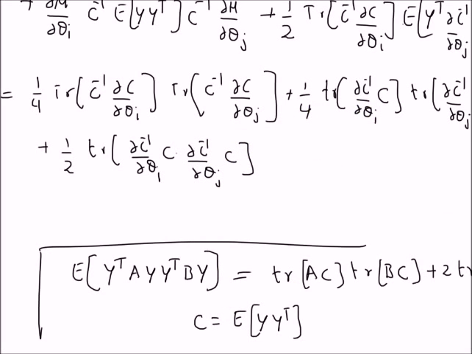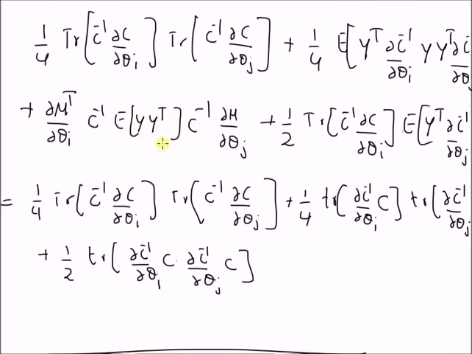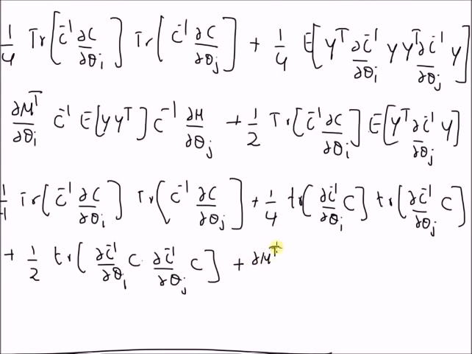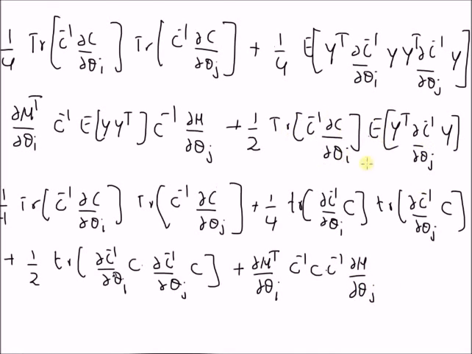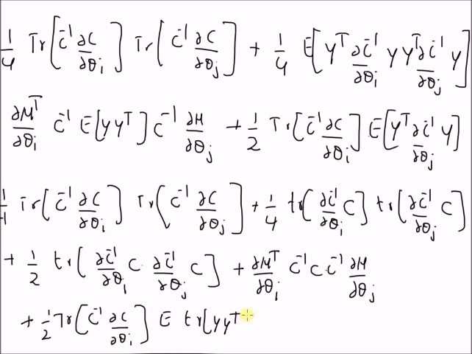These 2 terms constitute the expectation of the second term. And next we have plus the derivative of the mu transpose with respect to theta I C inverse into C, that is expectation of y into y transpose is C, and then we have C inverse derivative of mu with respect to theta j. The last term can be rewritten as plus 1 by 2 trace of C inverse derivative of C with respect to theta I multiplied by, and this product can be rewritten as expectation of trace of y into y transpose derivative of C inverse theta j.